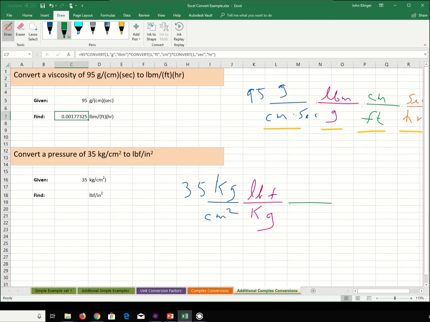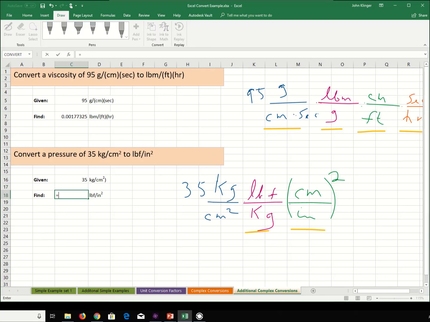We will have, I want to get rid of the centimeters. So I want my centimeters in the numerator and my inches in the denominator. And I have to square this value to get rid of the centimeters squared. So let's use this. So here we have our three, actually only two terms this time, right? We only have this conversion factor and that conversion factor. And let's find out what that is.